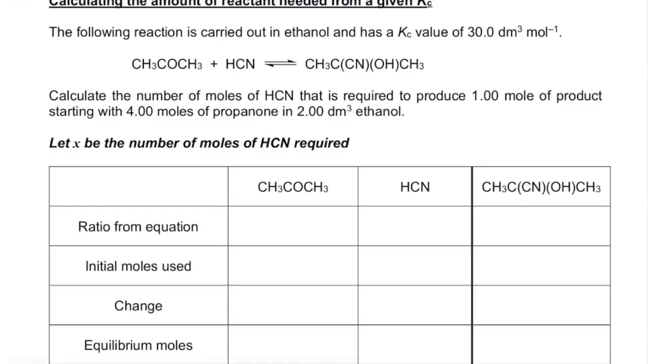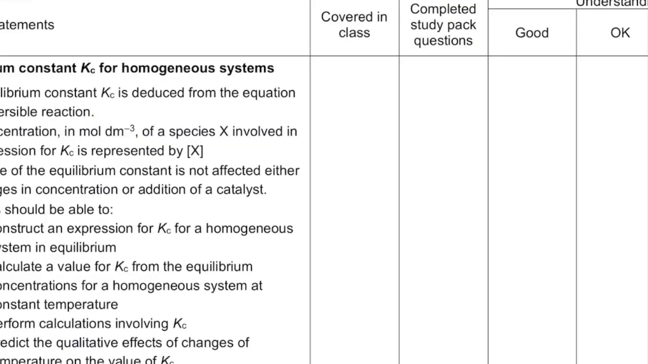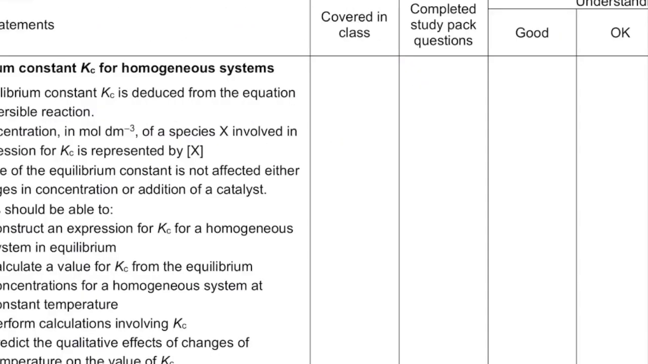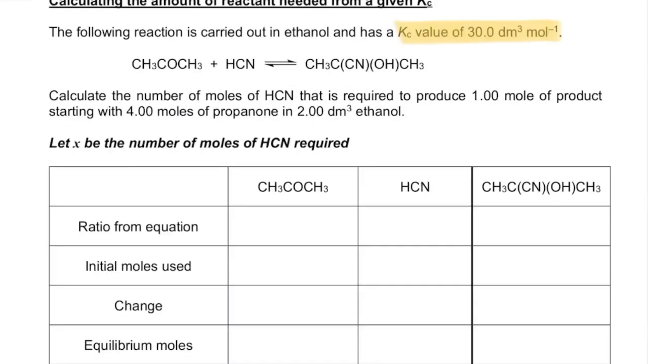So let's just pay attention to the fact that we've been given the Kc, but we've also been given, calculate the number required to produce 1 mole of product. So that would be our equilibrium moles. 1 mole of product there from 4 moles of propanone, and we've got the V here. Okay, so this is what we've got so far. I've just put that in the wrong box there.